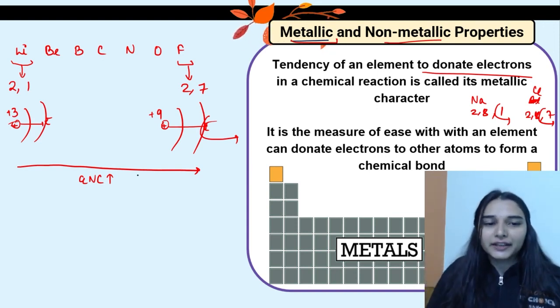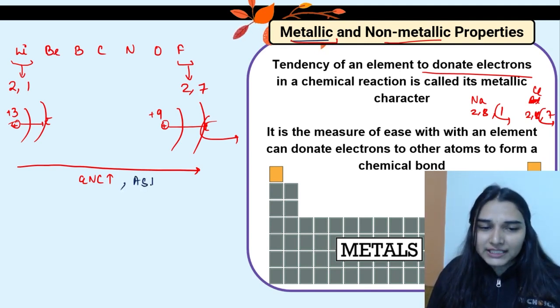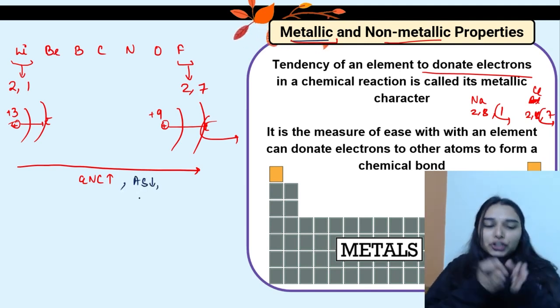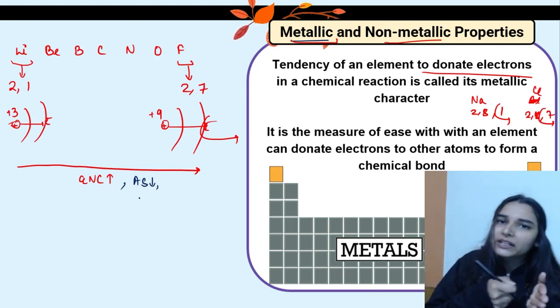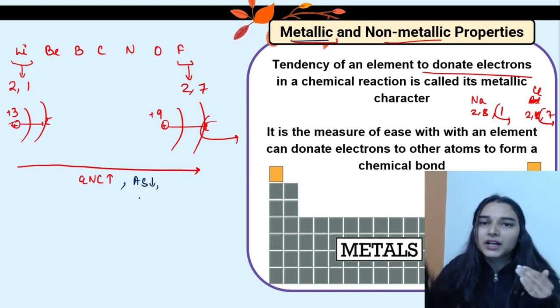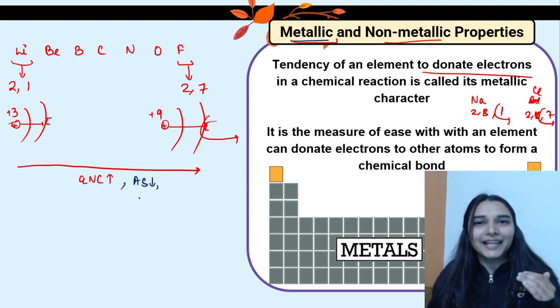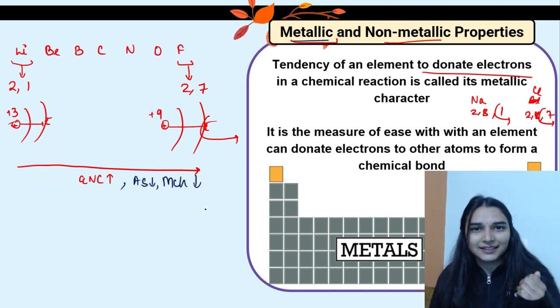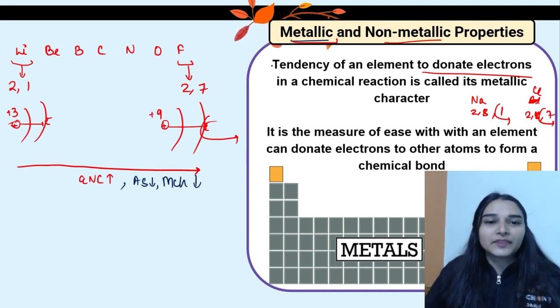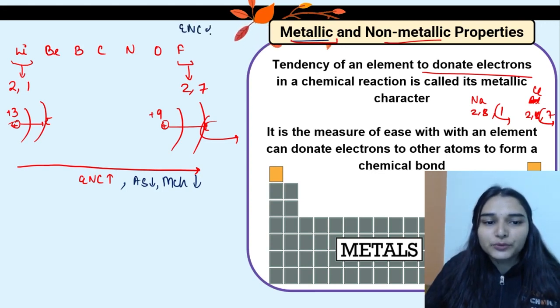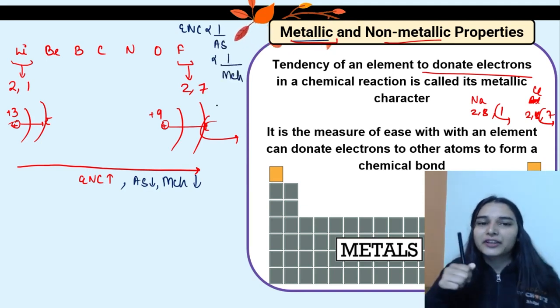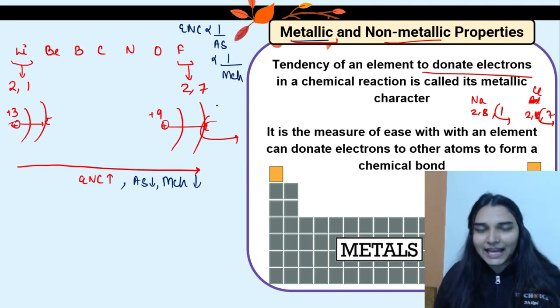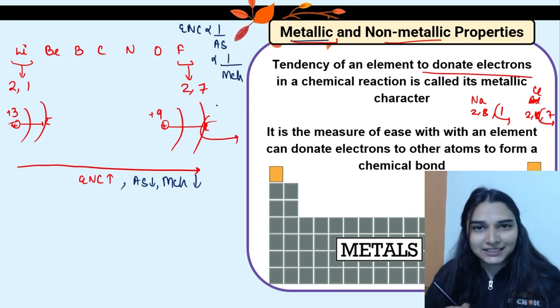So you know, left to right, effective nuclear charge increases, atomic size decreases, because of which nucleus attracts the valence electron more tightly and it becomes difficult to remove the electron. To lose the electron becomes difficult. So we say metallic character decreases. Okay, so remember that effective nuclear charge से inversely proportional है atomic size, and similarly it is inversely proportional to metallic character. If effective nuclear charge increases, metallic character and atomic size decreases.